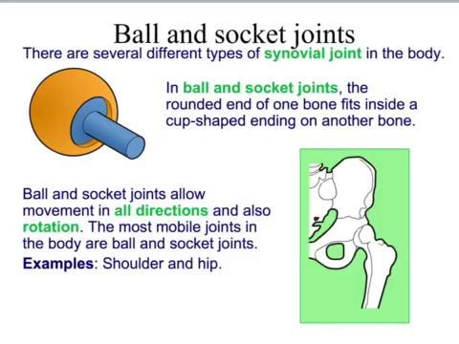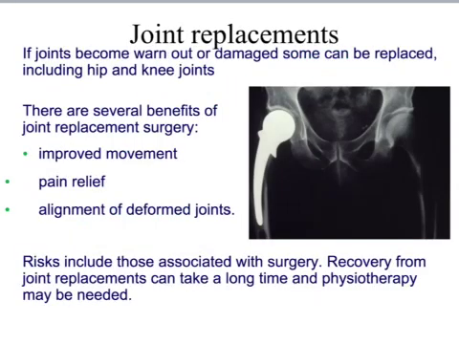We've also got our ball and socket joints. There are different types of synovial joints in the body, but in ball and socket joints, again, there's our cartilage protecting the end of those bones, and there's also going to be some cartilage in the socket as well, and we've also got that synovial fluid there. In ball and socket joints, the rounded end of one bone fits inside the cup-shaped ending of another one. So they can allow rotation in all directions, and that's why they're called ball and socket. Examples of those are in our shoulders and in our hips.